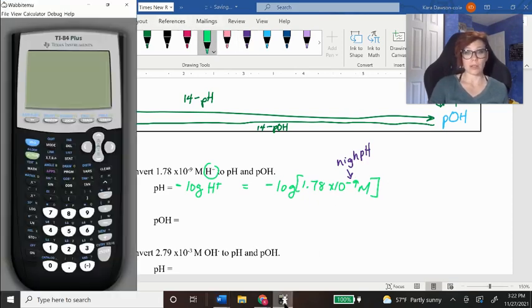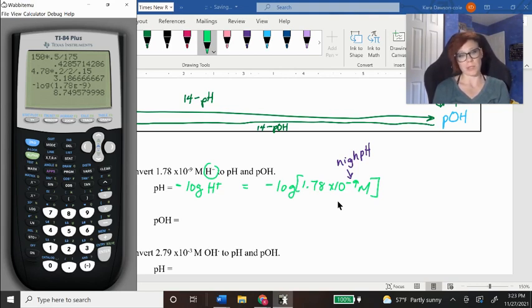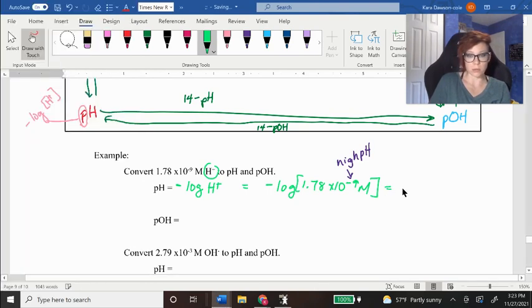You can go to your handy dandy calculator. I'm not expecting you not to use your calculator on this. So negative log, 1.78 second E to the minus 9, close parentheses, equals 8.74 or 8.75. Just round your pHs and your pOHs to 2 places behind the decimal. That's all I'm asking you for. Don't worry about sig figs on these. So this is equal to 8.75.